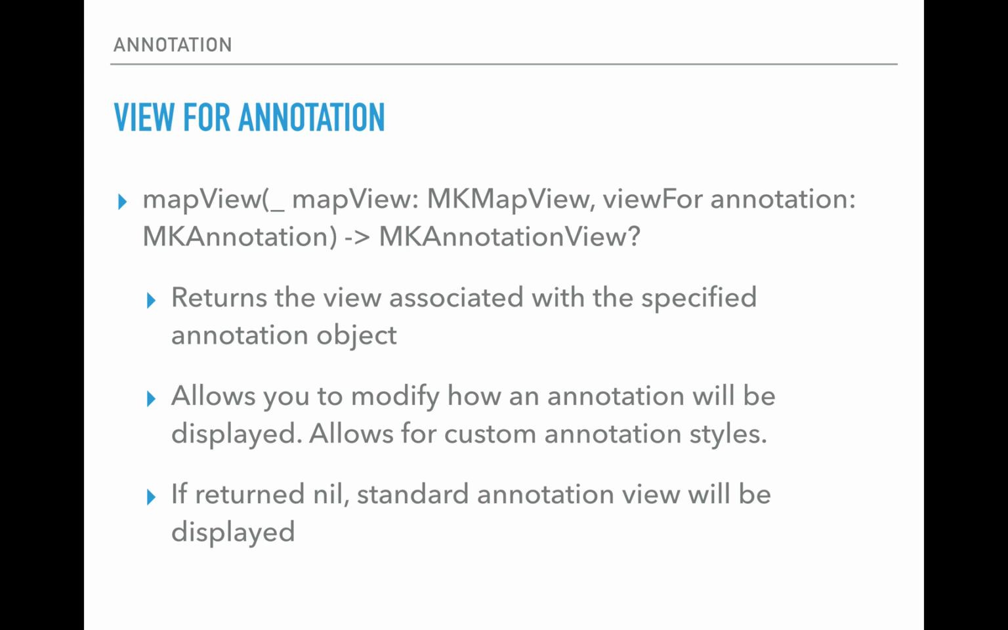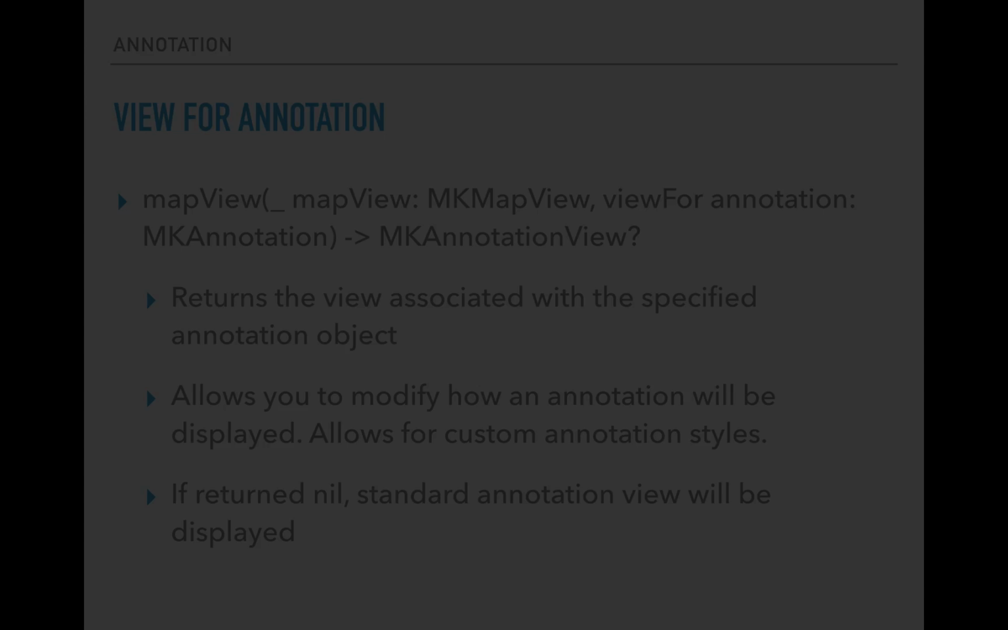The other thing that you can implement is view for annotation. This essentially allows you to modify how an annotation looks. Say you want a custom Pokemon annotation on your map, you can use this to specify that kind of annotation. And if you just return nil, say something errors out, it'll just use the standard annotation view. So something good to keep in mind.